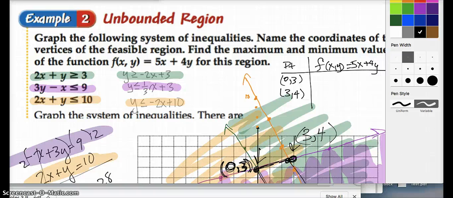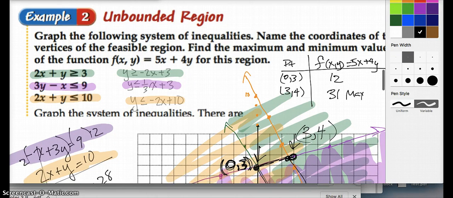So when I plug in 0, 3 for this equation, I'm going to end up with 12. And when I plug in 3, 4 for this equation, let's think, what is that? 15 plus 16 is going to be not 20 anything but 31. And so 31 is the maximum value that we have.